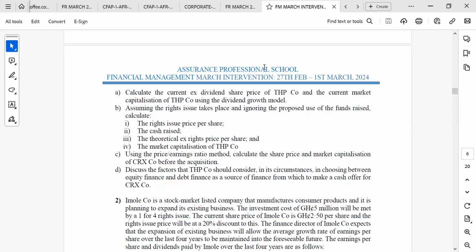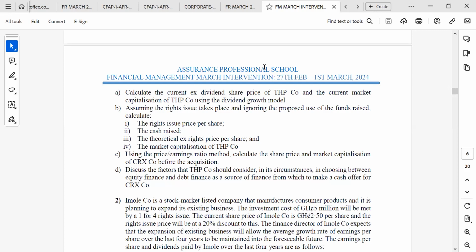The finance director of Imole Co expects that the expansion of existing business will allow the average growth rate of earnings per share over the last 4 years to be maintained into the foreseeable future. The earnings per share and dividends paid by Imole over the last 4 years are as follows.